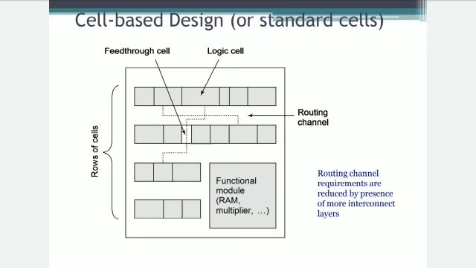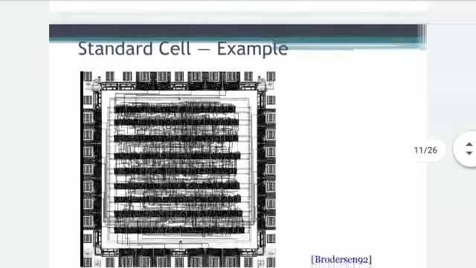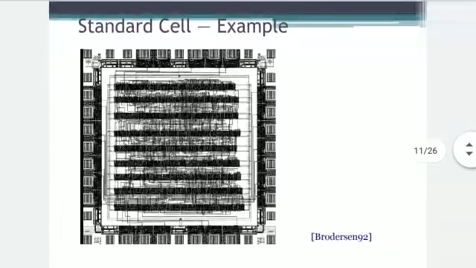right? So here we can see in this block diagram we have a RAM, a multiplier, functional modules. We have row of standard cells. We do have space for routing channel and feed through cells. A far more important reduction in wiring overhead is obtained by adding more interconnect layers. Okay, so once again, one more examples I have shown here.